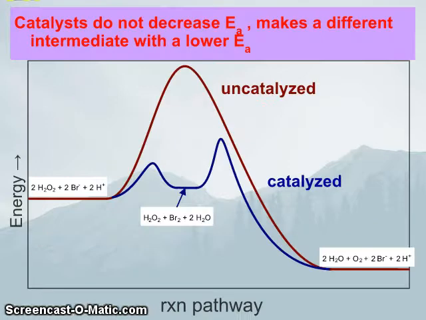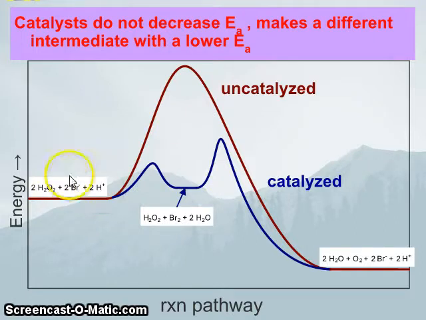Put one more way, what a catalyzed reaction does is, catalysts do not decrease the energy of activation, because remember, adding a catalyst almost always makes the reaction go faster. We're not making it go faster by decreasing the energy of activation or changing the temperature or anything like that. What we're doing is we're offering a different mechanism that has a lower energy of activation.